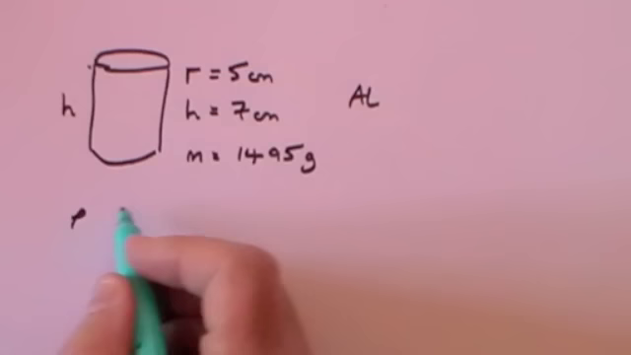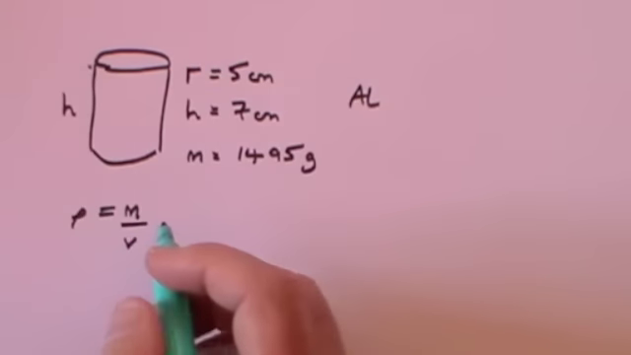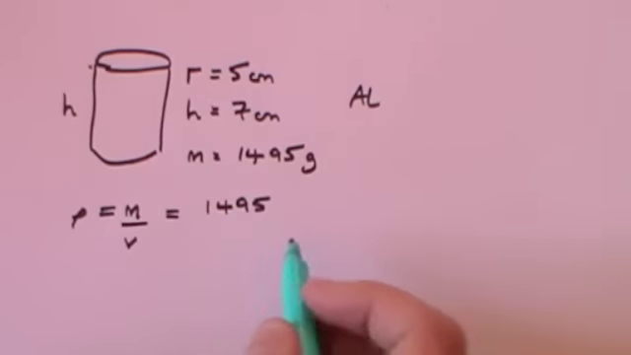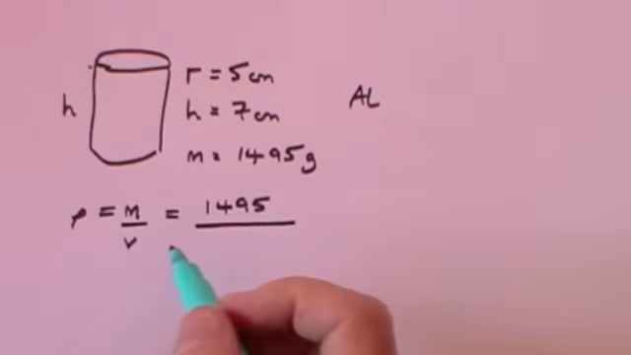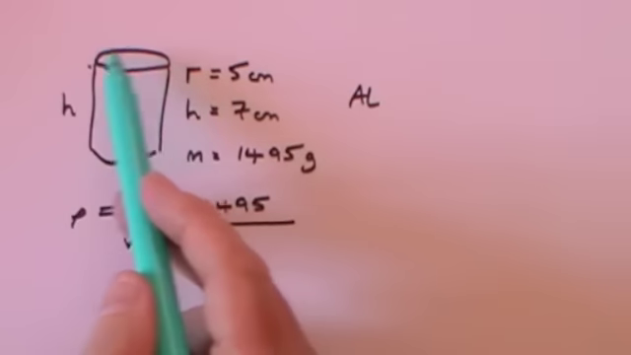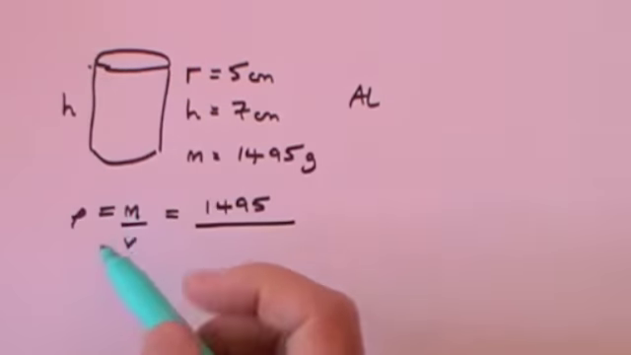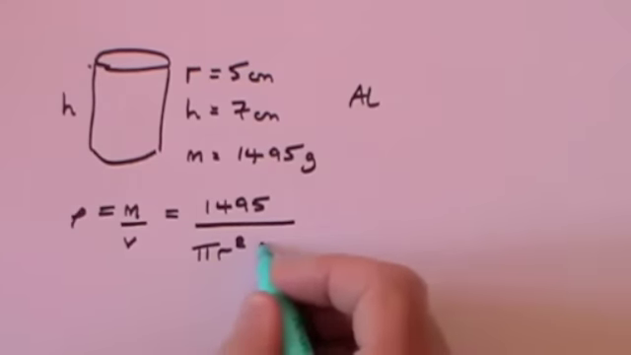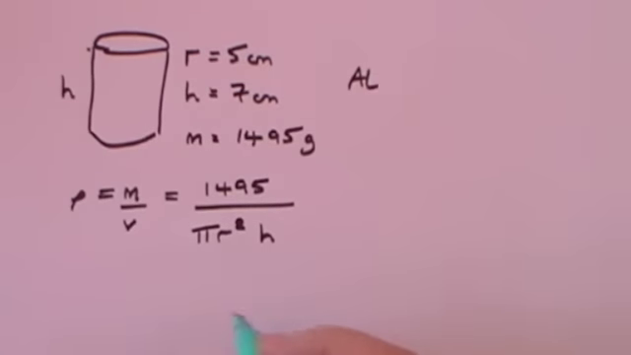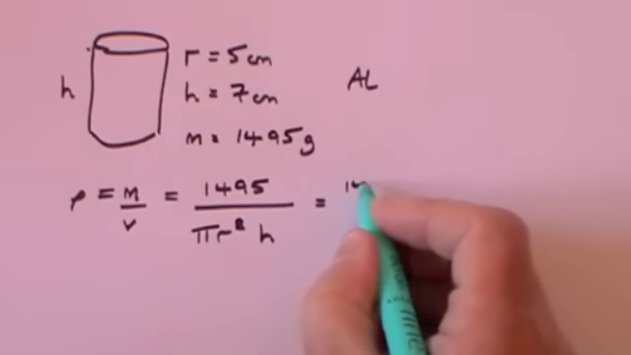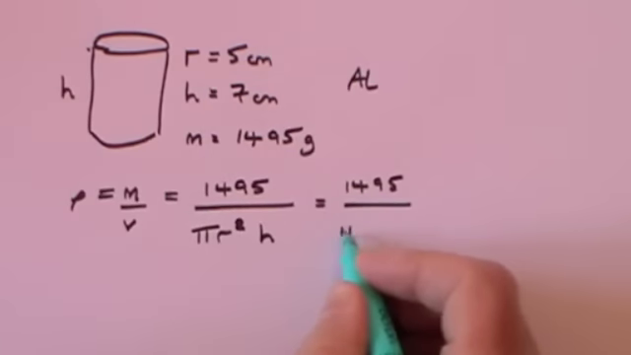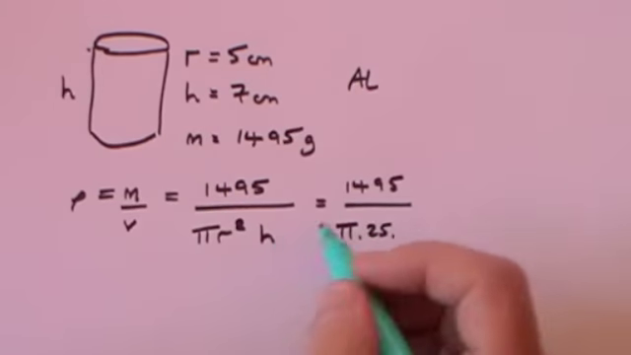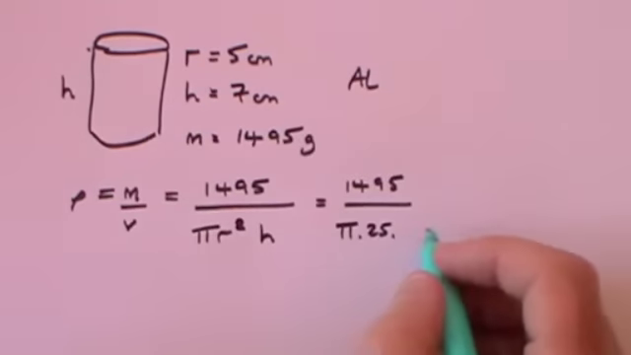What you have to remember is that the density is mass divided by volume, and that's going to be the mass, which is 1495 given, divided by the volume of a cylinder. The volume of a cylinder is simply the area of the circle multiplied by the height. So that's going to be pi r squared, that's the area of the circle, times the height, and that's going to equal 1495 divided by pi times r squared, which is 25, times the height, which is 7.